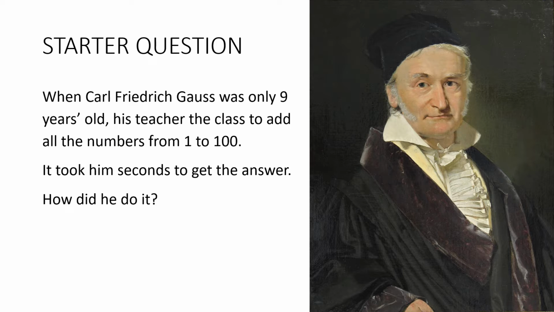So let's start with this. Gauss was only 9 years old when his teacher asked the class to add all the numbers from 1 to 100. And it took him only seconds to find the answer. And I want you to think about this. I'm going to give you the answer at the end of the video. But how did he do it?